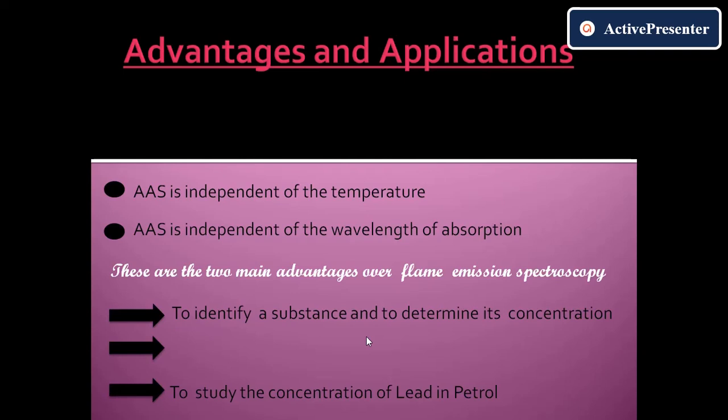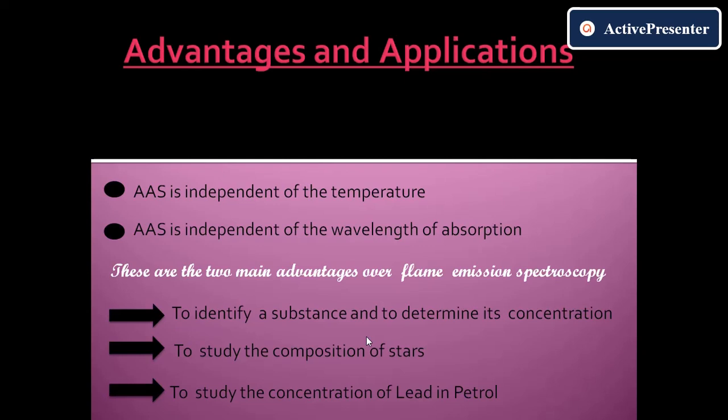Next are the applications: to identify a substance and determine its concentration, to study the composition of stars, and to study the concentration of lead in petrol. How can the first application, identifying a substance and determining its concentration, be done? Due to the principle. The principle itself says that the absorption of light is directly proportional to the density of atoms.